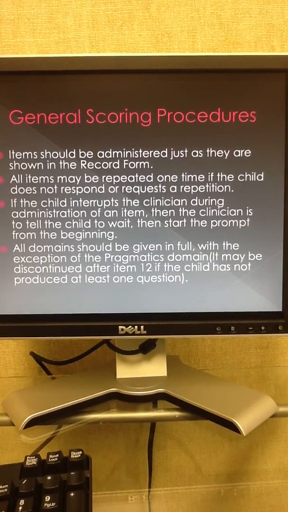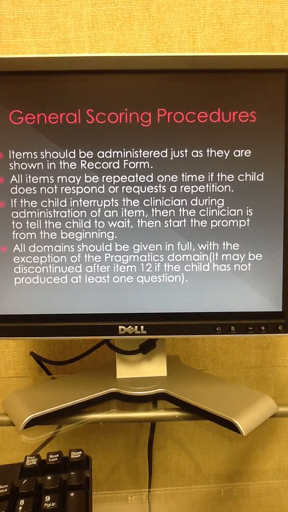Okay, and the general scoring procedures, the items should be administered just as they are shown in the record form. So you don't want to stray a lot from the directions that are given. They're very specifically worded for the way you're supposed to say them. Any of the items may be repeated one time if the child either doesn't respond or requests a repetition from you. If the child interrupts the clinician during the administration of an item, the clinician should tell the child, wait until I finish the directions and then start the prompt back from the beginning.